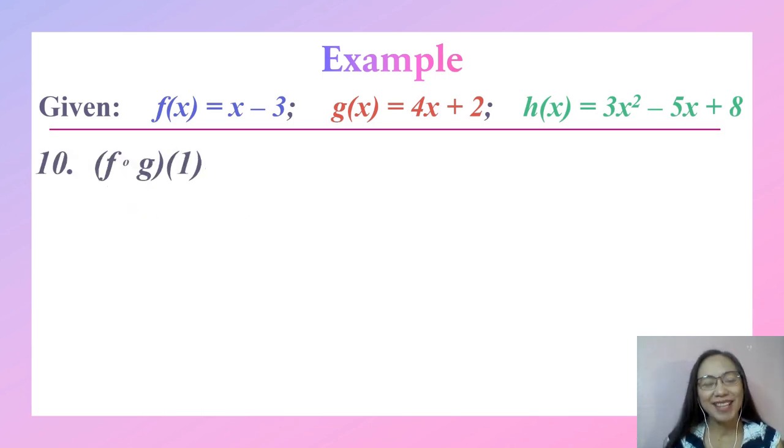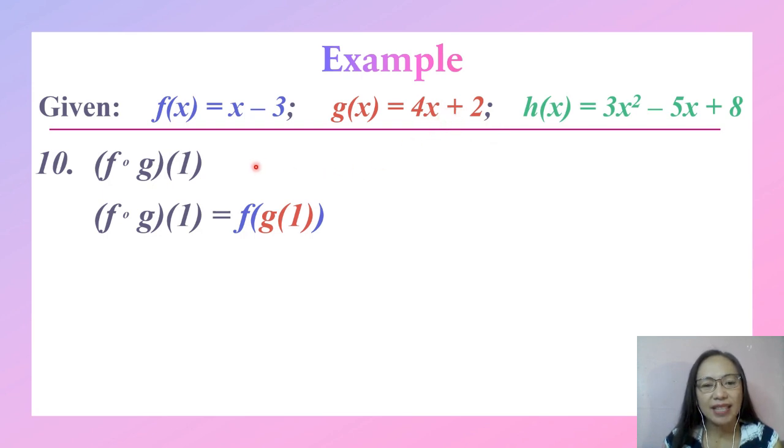This is now our final example. So we have f composition g at 1. And by definition, this is f of g of 1. We start with g at 1. Okay, going back to g of x here, we replace x with 1. So 4x plus 2 should become 4 times 1 plus 2. And we replace this to the x in f. So this one should be replaced with 4 times 1 plus 2.